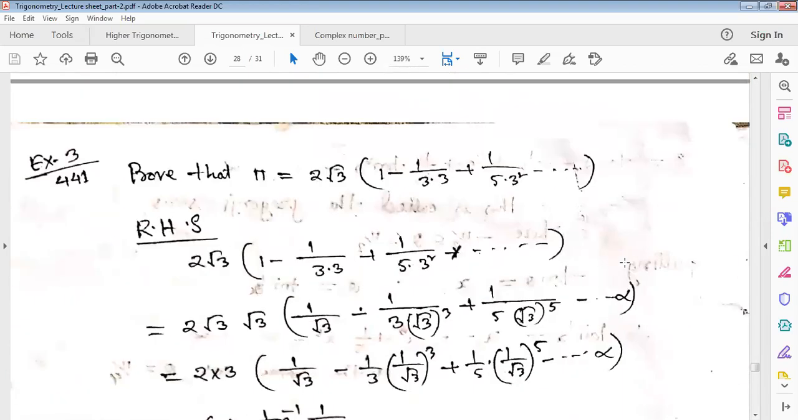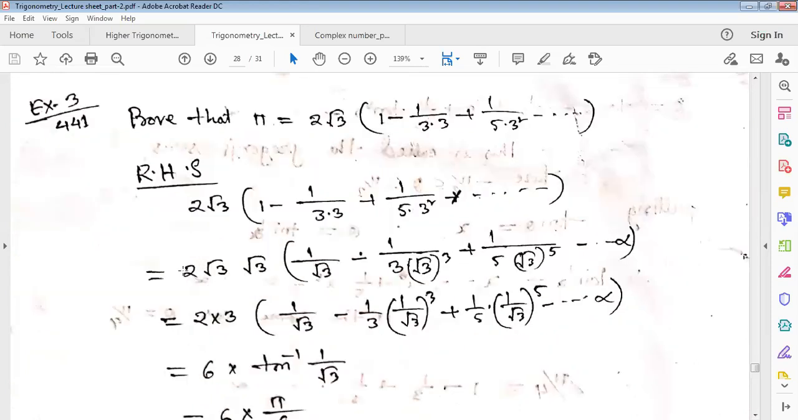Now another example, we have to prove that pi equals 2 square root 3 times 1 minus 1 by 3 into 3 plus 1 by 5 into 3 squared, and so on, minus and so on. Now from the right hand side we have to prove this pi equals this one. Taking the right hand side: 2 square root 3 times 1 minus 1 divided by 3 into 3 plus 1 divided by 5 into 3 squared, and so on. This is given.